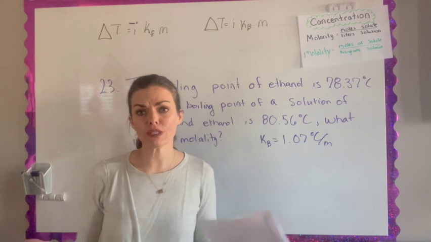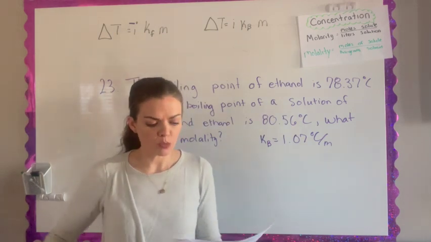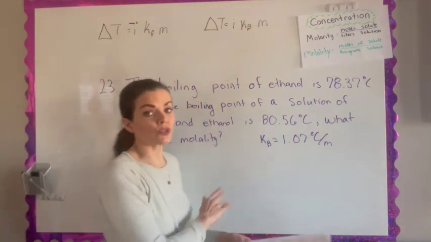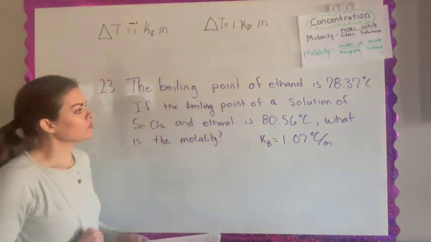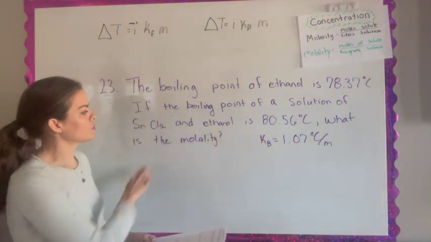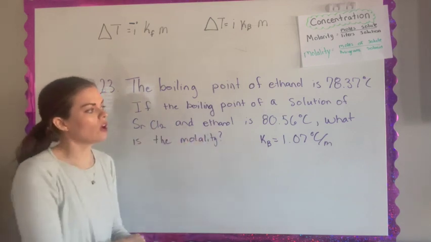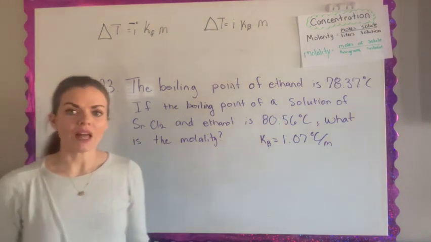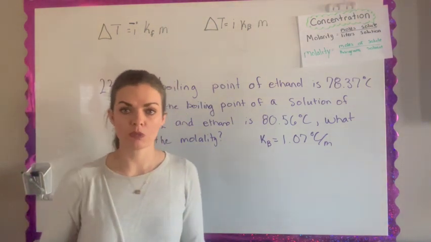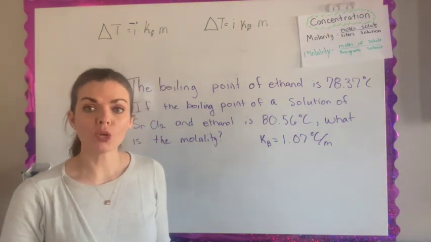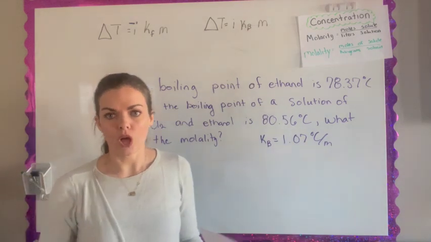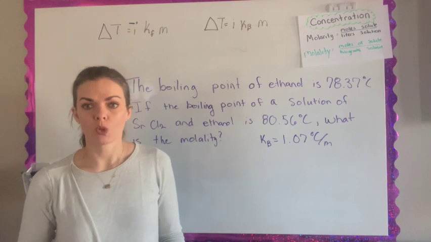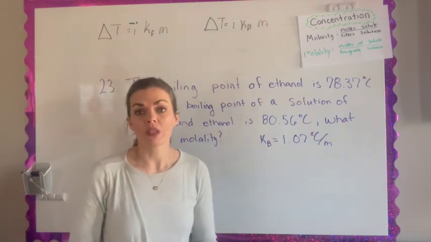It's a little bit different than the other problems, but it says the boiling point of ethanol is 78.37 degrees Celsius. And if the boiling point of a solution of strontium chloride and ethanol is 80.56 degrees Celsius, what is the molality? The reason this one is very different from some of the others is that it doesn't use water. We're using ethanol as the solvent. So we have a solution of ethanol and we put into it strontium chloride. And so we want to calculate the molality.